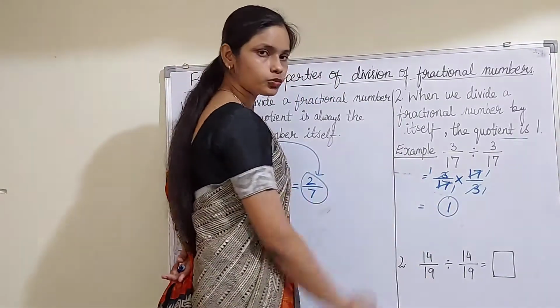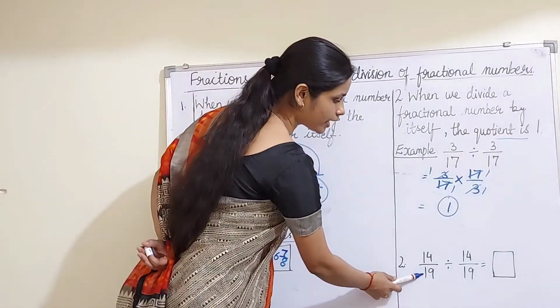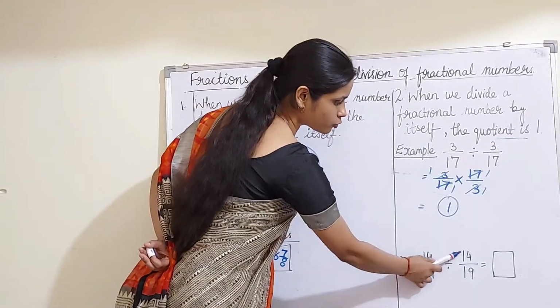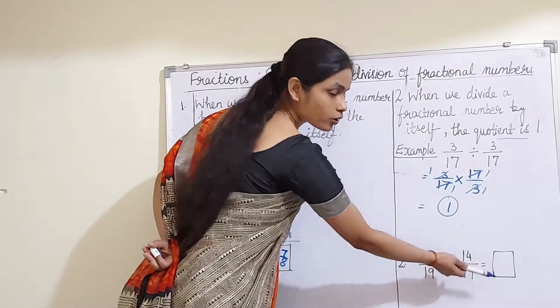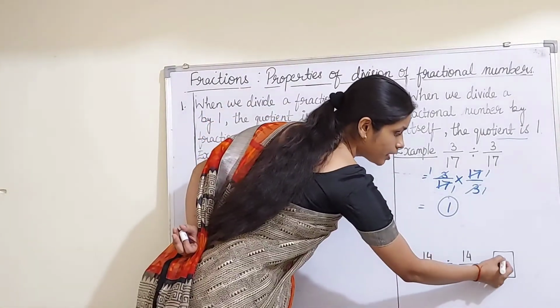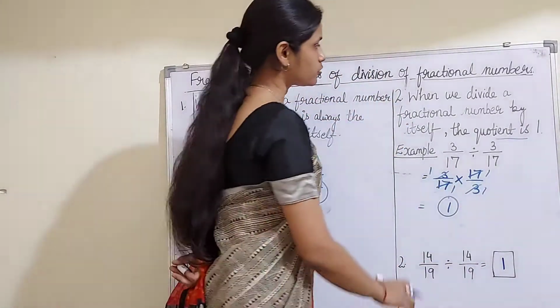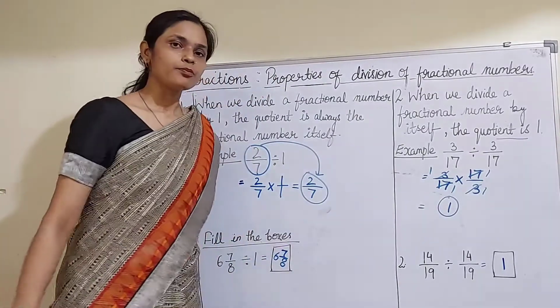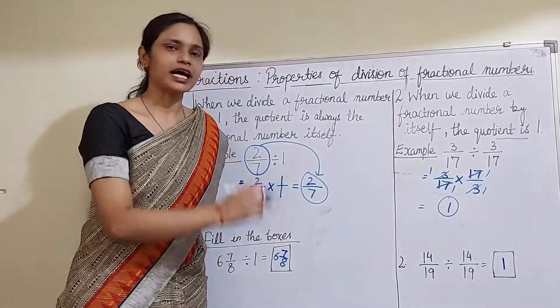Now apply this to one question. Here 4 by 19 divided by the number itself, 4 by 19. It means what will be the quotient? It will always be 1. So like this we can apply the properties and get the answers directly.